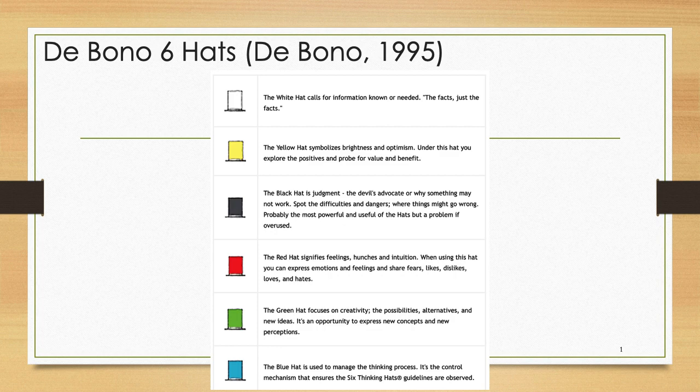Then we have the red hat, which signifies feelings, hunches, and when you are using it, you can expect emotion and feelings, and also sharing fears, likes, dislikes, love, and hates within your idea. Then we have the green hat, which focuses on creativity, the possibilities, alternatives, and new ideas. It is an opportunity to express new concepts and new perceptions. And finally, the blue hat is used to manage the thinking process. It is the control mechanism that ensures the six thinking hat guidelines are observed.